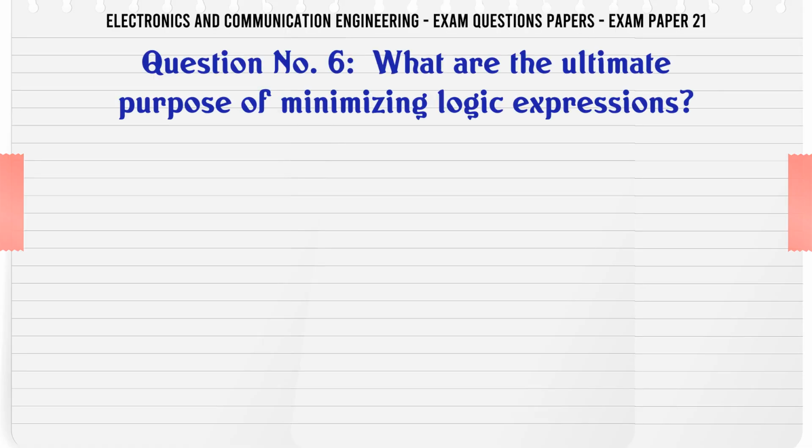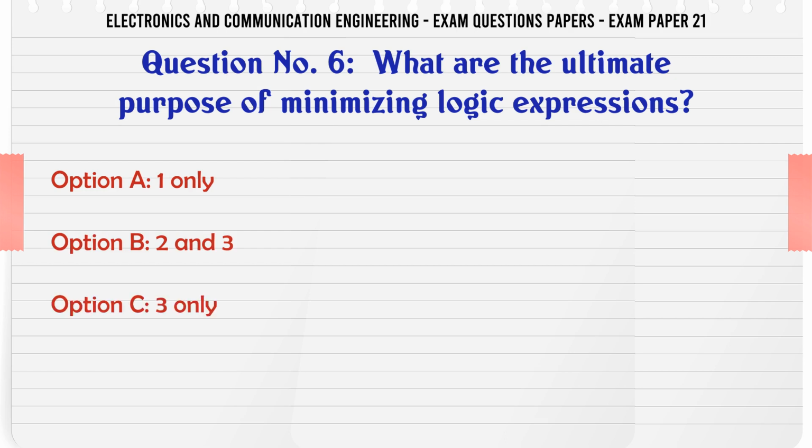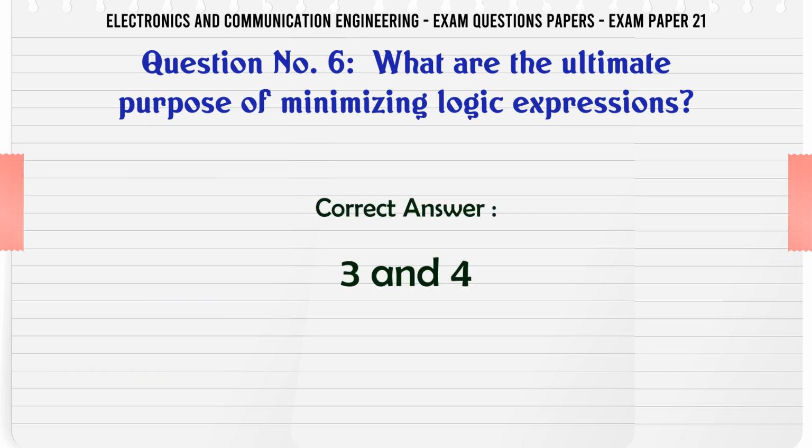What are the ultimate purposes of minimizing logic expressions? A. 1 only, B. 2 and 3, C. 3 only, D. 3 and 4. The correct answer is 3 and 4.